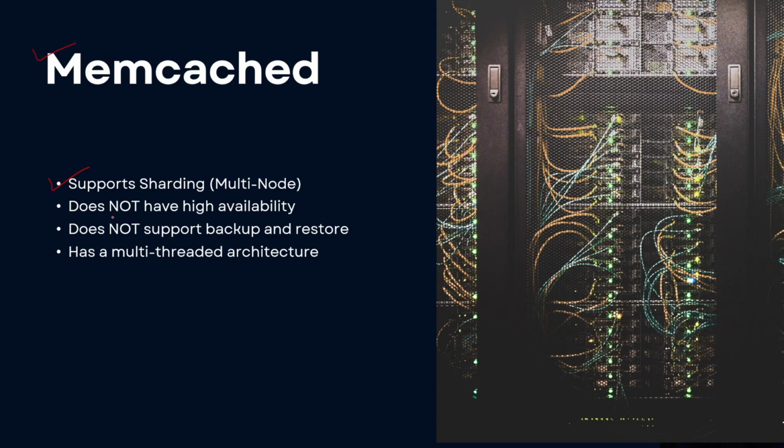Another thing to think is that Memcached does not have high availability and does not support backup and restore. So it does not have any high availability, and in the scenario that something takes place to your cache, there isn't any backups available, hence why you will not be able to restore. So you can say that all of your data stored in that specified cache is gone. And it has a multi-threaded architecture.